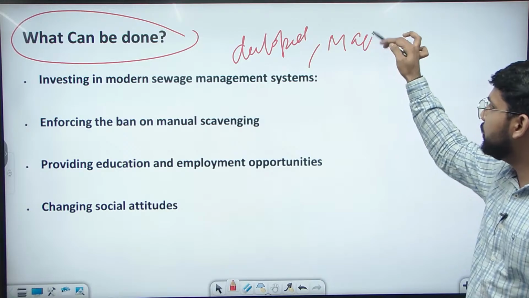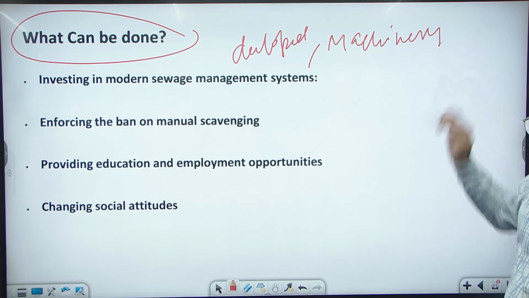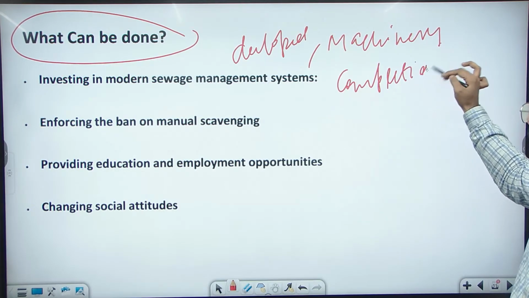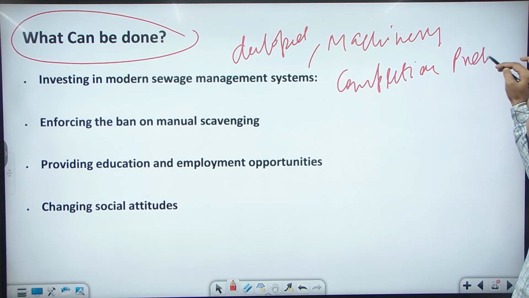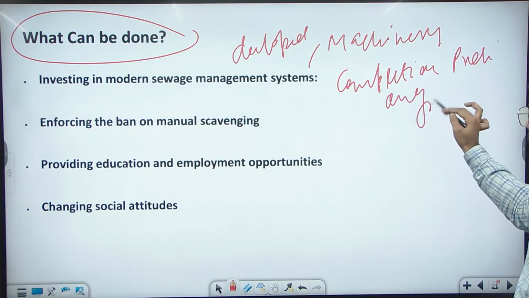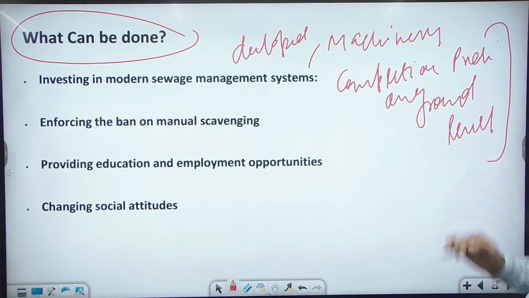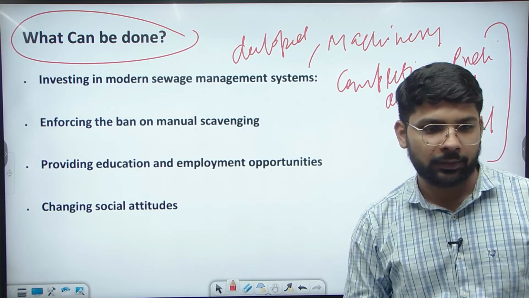Use of machinery for the cleaning of the sewage tank. Complete prohibition of manual scavenging, complete prohibition on the ground level. वैसे लॉ में तो complete prohibition है, but on the ground level it is required.